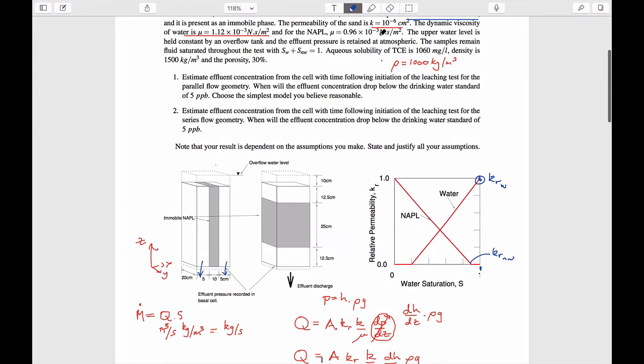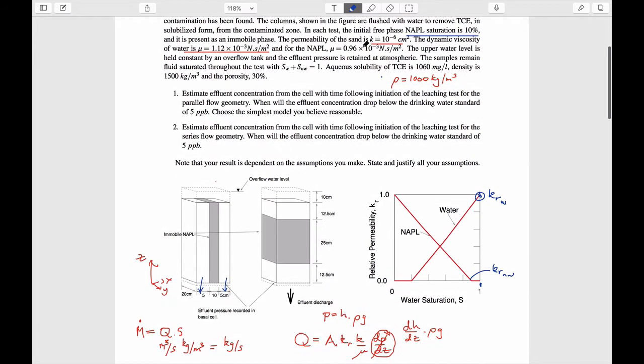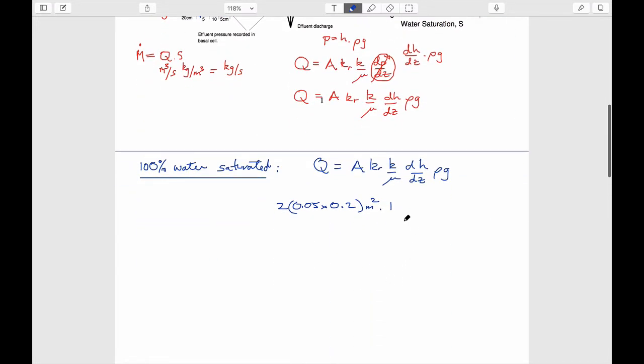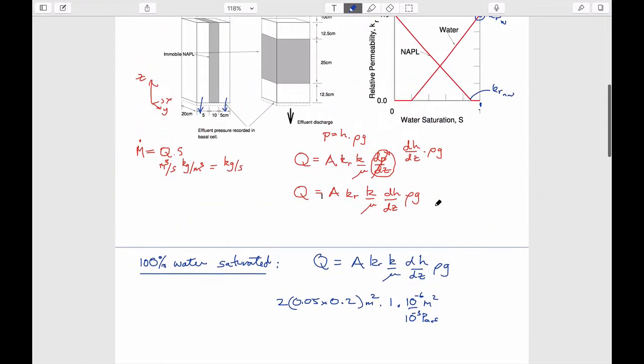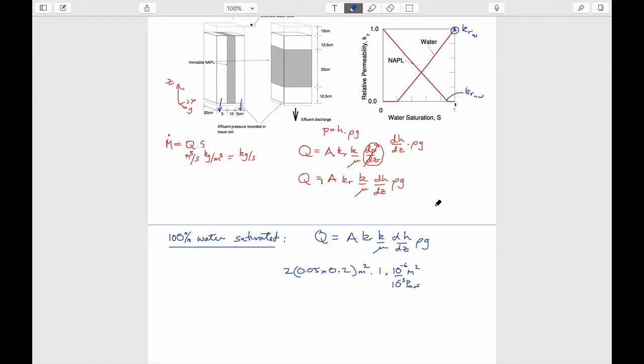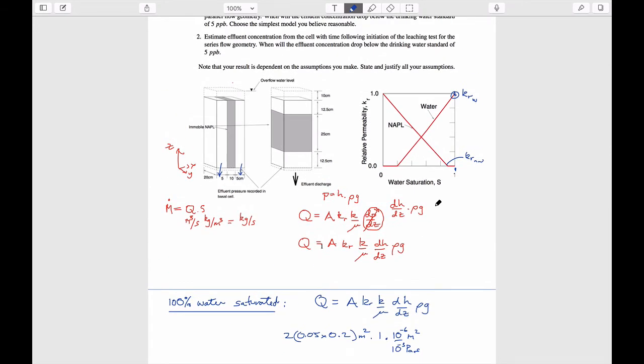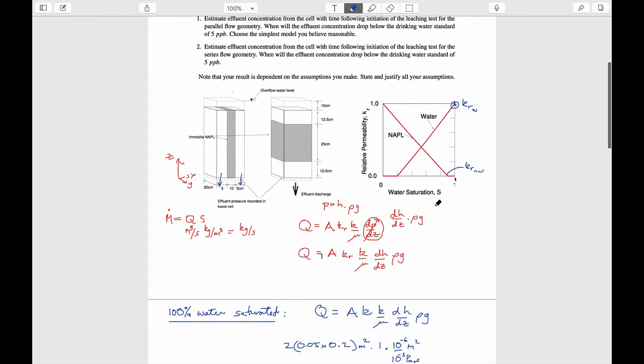We have permeabilities of the material, which is a single value, and we have viscosity of water. And so if we have each of those, the permeability was 10 to the minus 6, was it? The viscosity was, I think, 10 to the minus 3 Pascal seconds. This is meters squared. I'll zoom up to make sure that those are the right numbers. Yeah. Oh, that's not right.